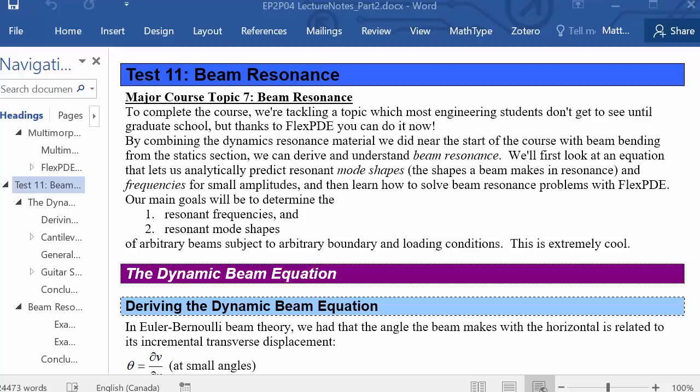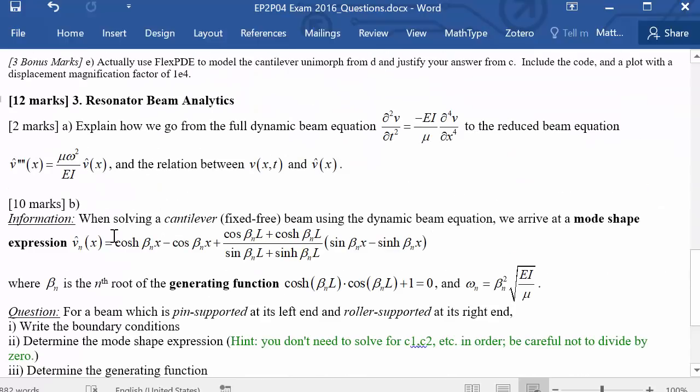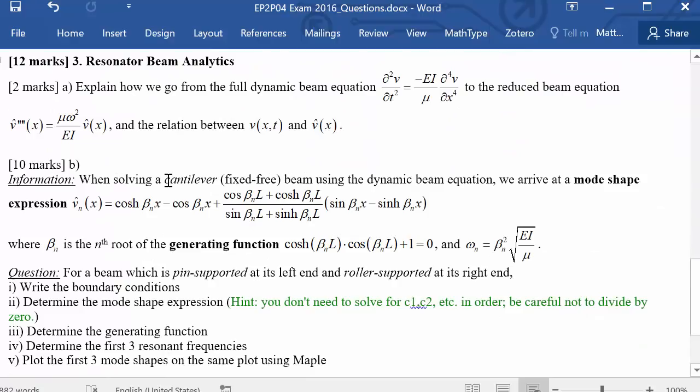Today we're going to be looking at beam resonance, and specifically the 2016 final exam, question number 3. This is a topic that previously wasn't covered on the weekly tests. Instead, we would have had a major take-home midterm at this point on multimorph actuators. So rather than that, we have another test. Rather than just this topic appearing only on the final exam, it's now on a test as well.